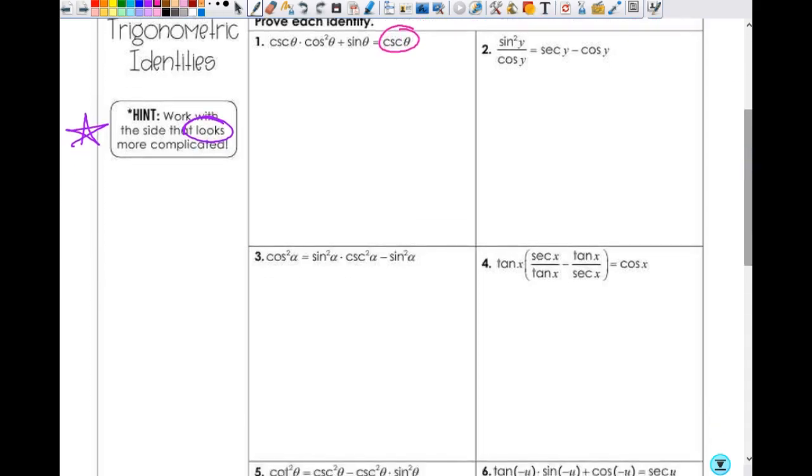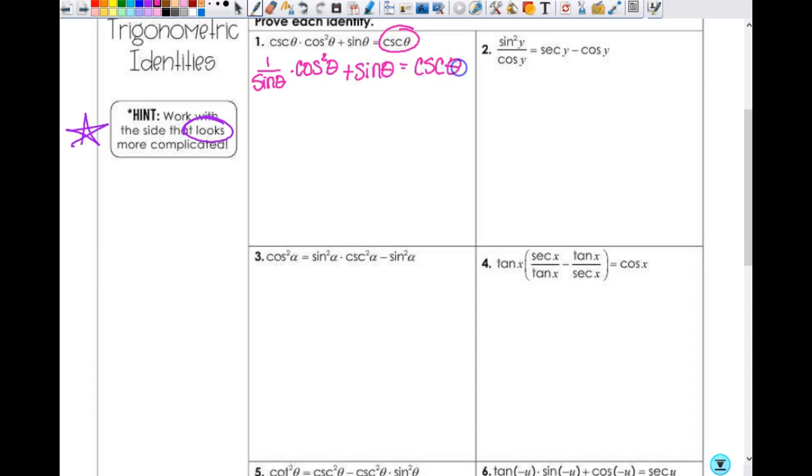And so I need to start by basically simplifying like we did before. Okay, so I've got cosecant, sine and cosine squared. I could substitute something for cosine squared, but that introduces two terms. I don't know that I want to do that. But we'll take this cosecant and make it into what? 1 over sine? Okay. So basically, this is going to be 1 over sine theta times cosine squared theta plus sine theta equals cosecant theta.